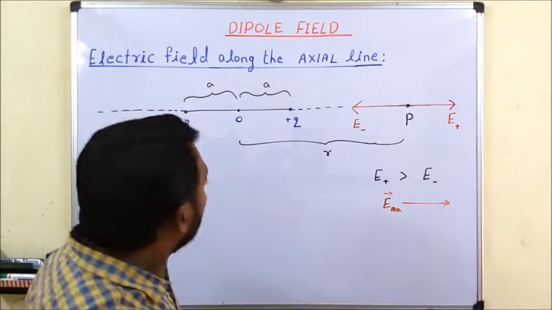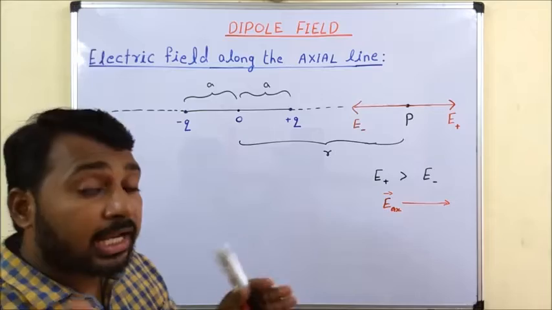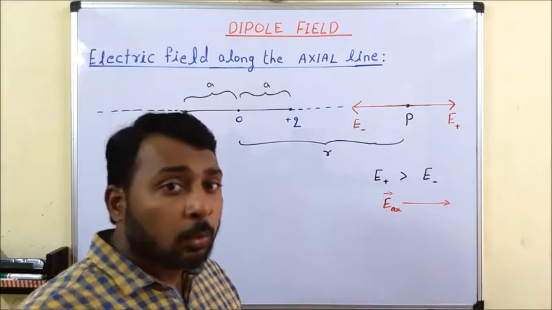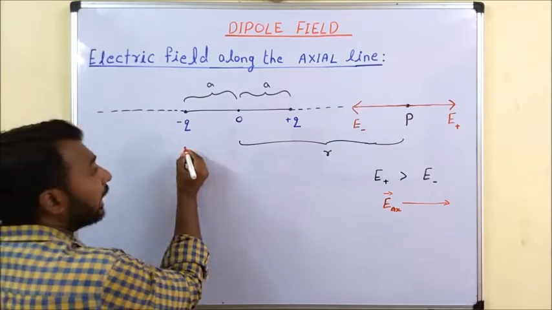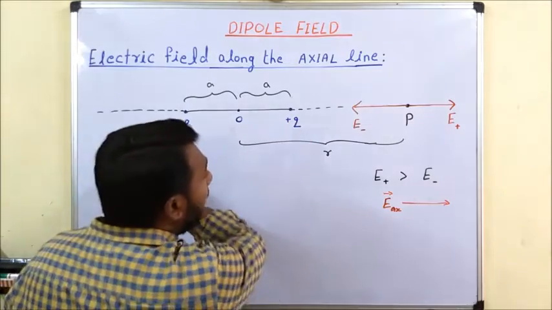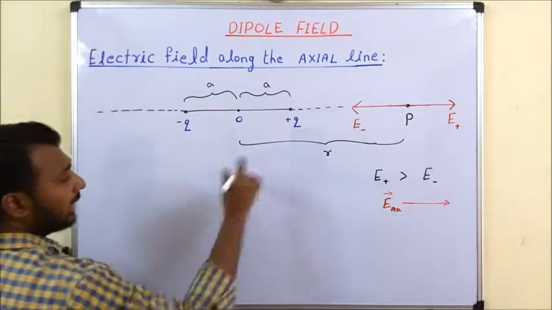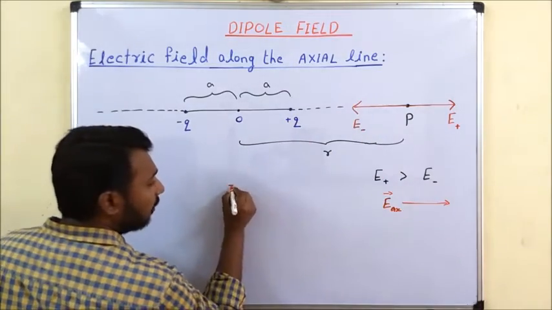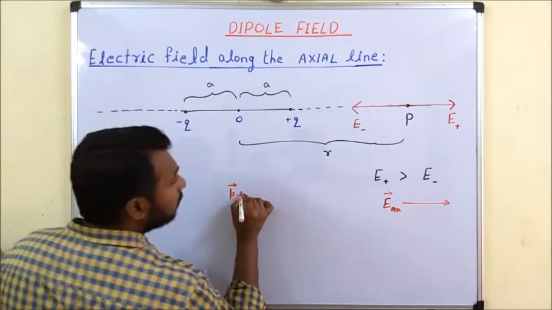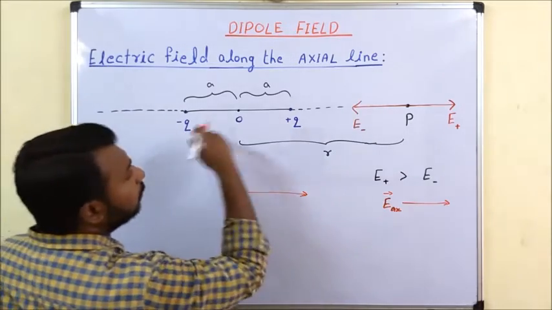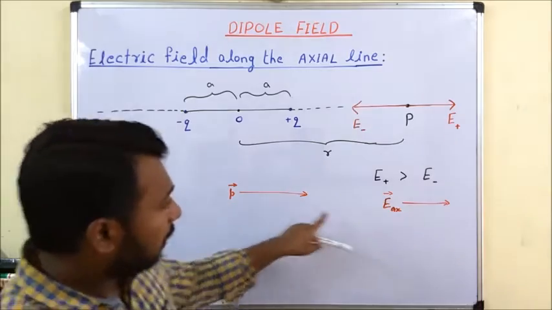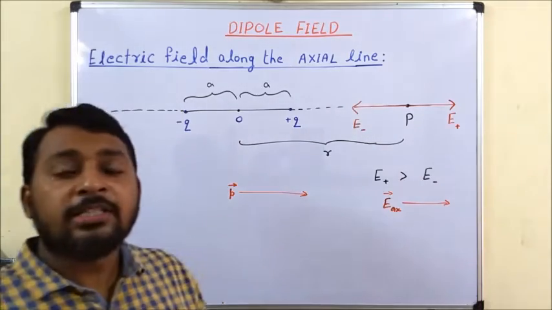Okay, now what about dipole moment? What is the direction of dipole moment? We know it is directed from negative point charge to the positive along the axial line. So what will be the direction of dipole moment? It is also negative to positive. Now look at these two. So what is our conclusion?